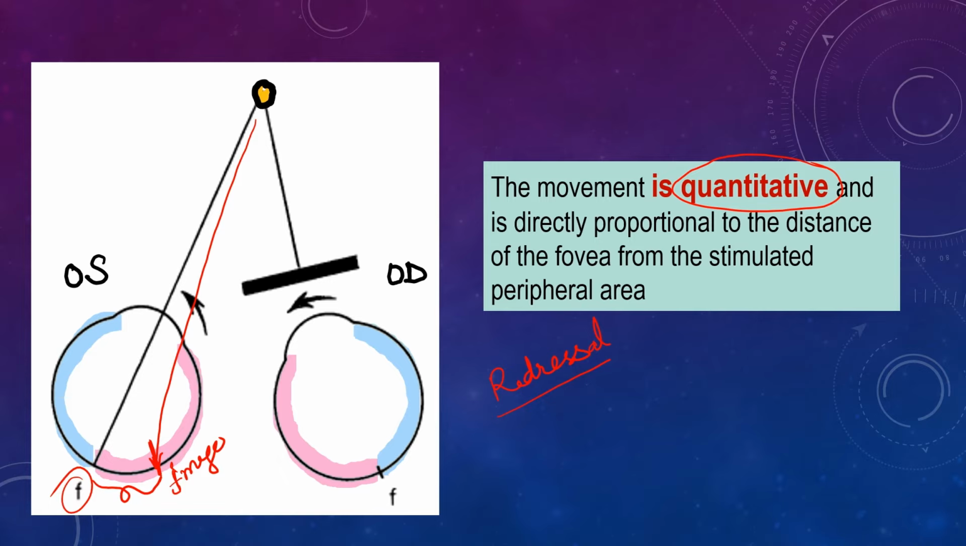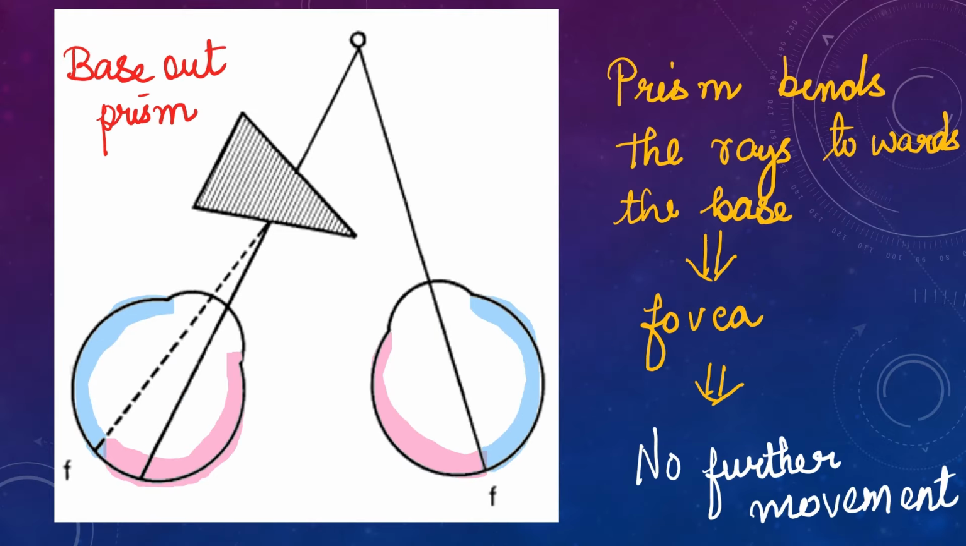In simpler terms, the more the squint, the more peripheral the image is formed, and the more redressal movement the eye has to make in order to bring that image onto the fovea. So I hope the redressal movement concept is clear to you now.